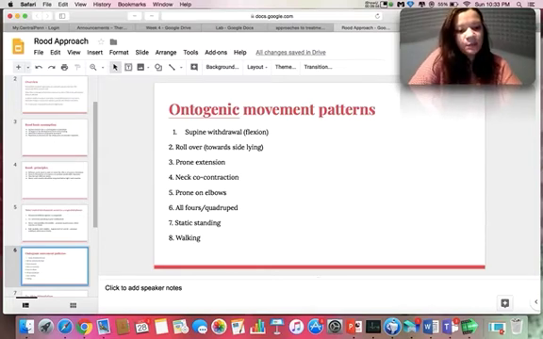This is important for preparation of stability in upright positions. Neck co-contraction. It's the first real stability pattern that you're going to see.